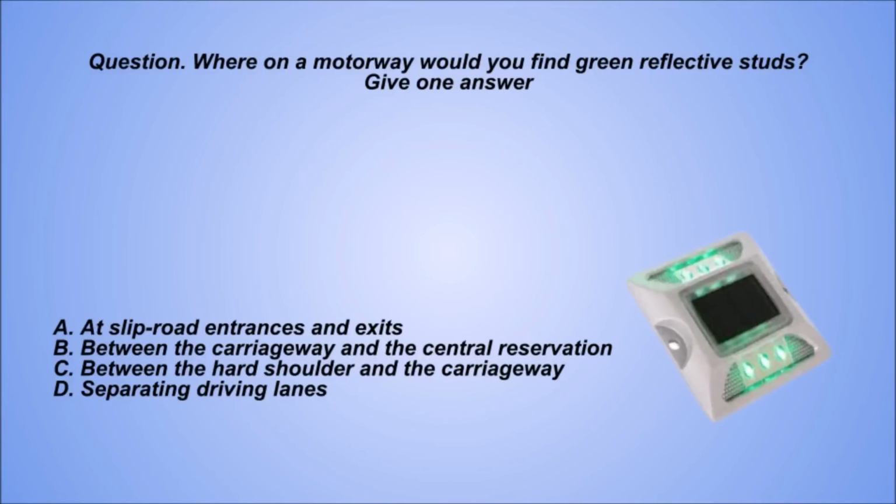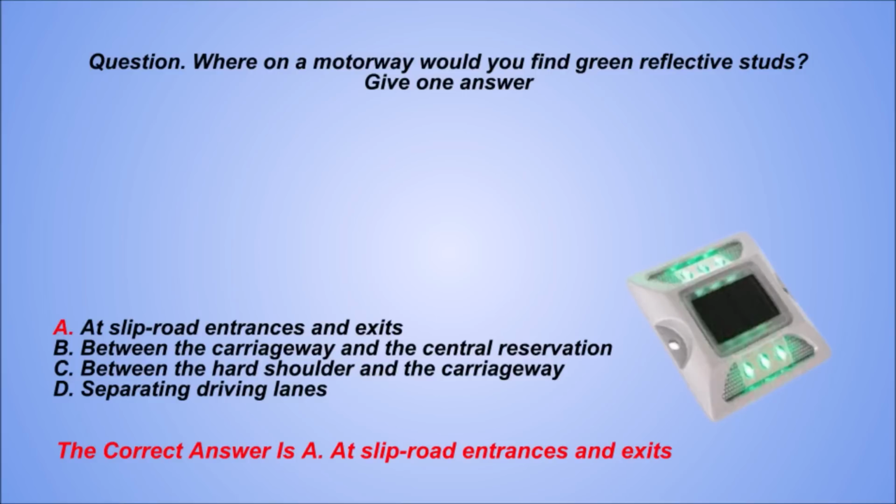Question. Where on a motorway would you find green reflective studs? Give one answer. A. At slip road entrances and exits. B. Between the carriageway and the central reservation. C. Between the hard shoulder and the carriageway. D. Separating driving lanes. The correct answer is A.